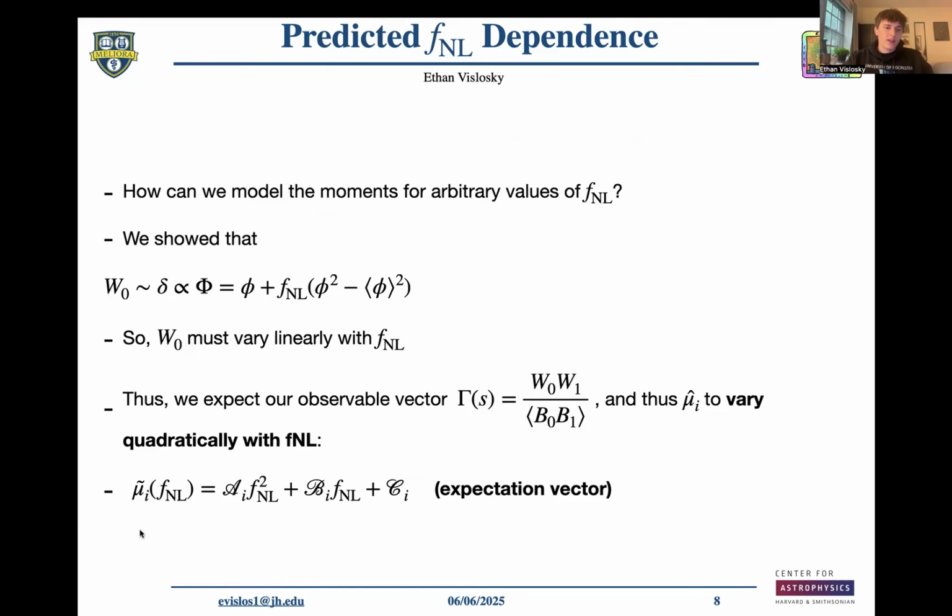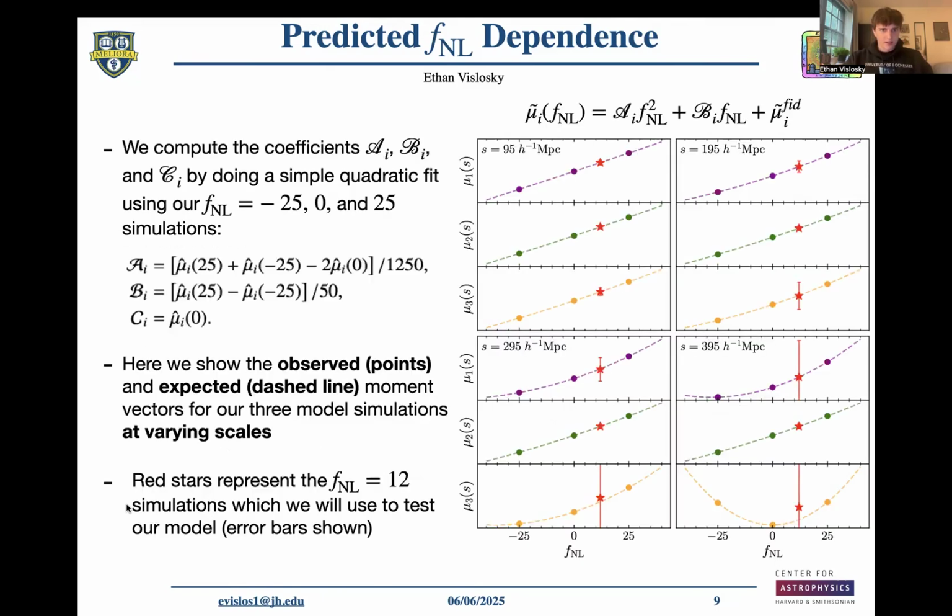So we write the formalism for the expectation vector here. It's just a simple quadratic with coefficients A, B, and C that can be fit given whatever simulation catalog you're using. So for example, here, using our FNL equals negative 25, 0, and 25 simulations, we compute the coefficients here. This is just like a simple interpolation.